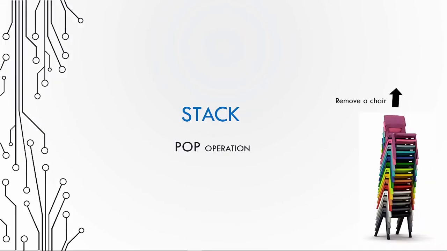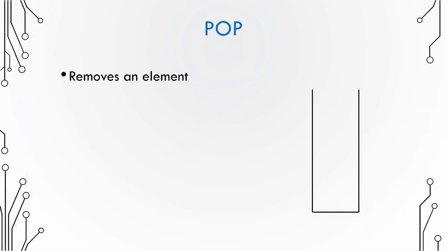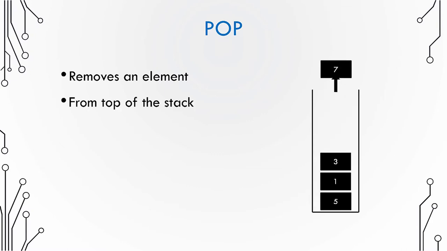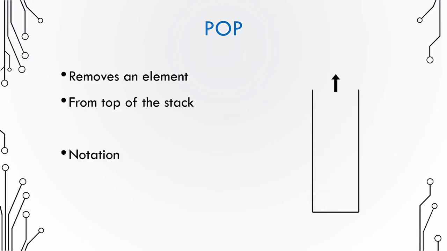In this video, we will check how to perform the pop operation on a stack. In computer science, a stack pop operation corresponds to removing a chair from a stack of chairs. So what is a pop operation? You have a stack, and the pop operation removes the element only from the top of the stack. And the notation for the pop operation is quite simple. It is just pop, and the pop function returns the value that has been popped out from the stack.